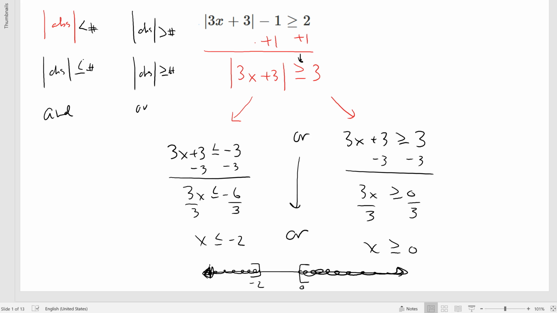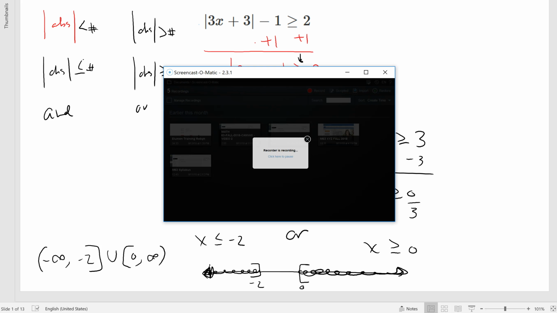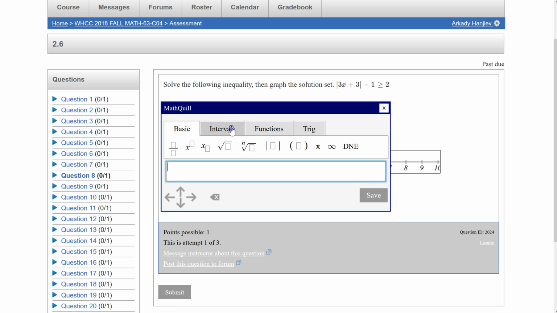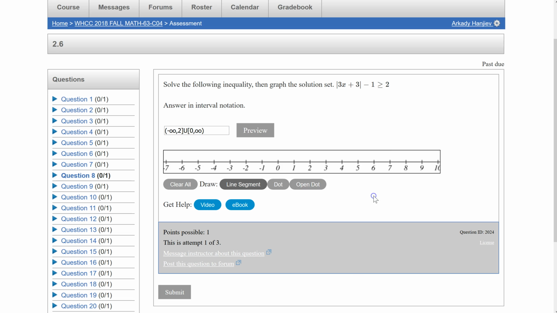As far as interval notation goes, I think we go like this: from -infinity to -2 with a bracket, union, bracket at 0, off to positive infinity. Let's see if that is going to give us the answer for this one. So for interval notation, I'm going to go from -infinity, shift over by arrow keys, to -2, union, and we're going to go 0 to positive infinity. That's what we're saving there.